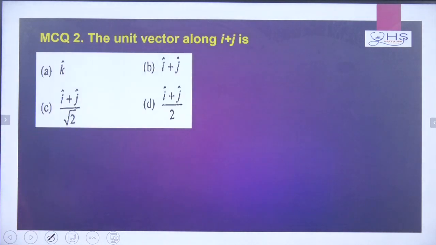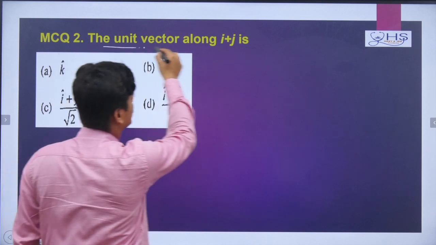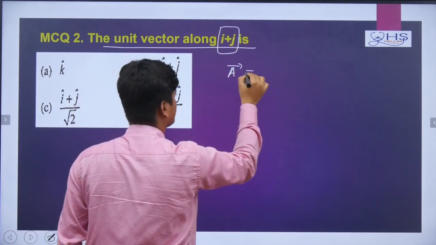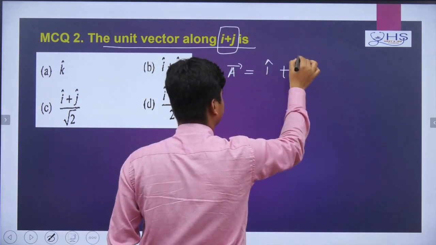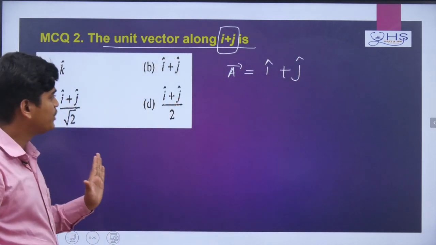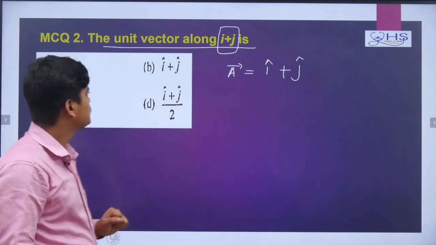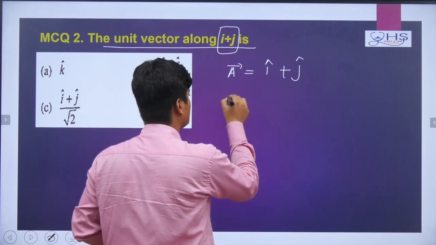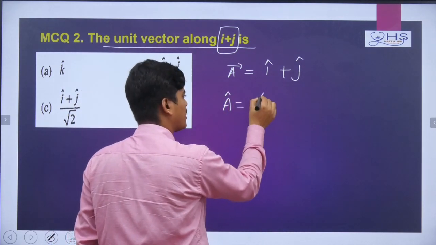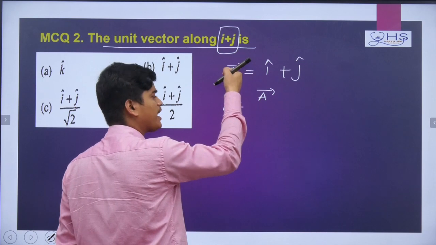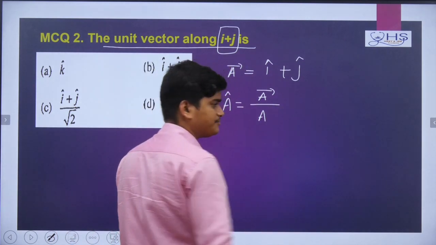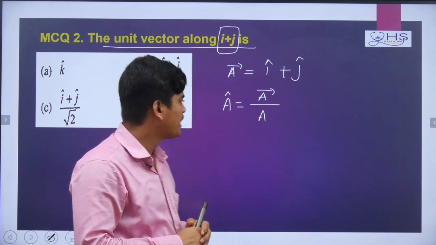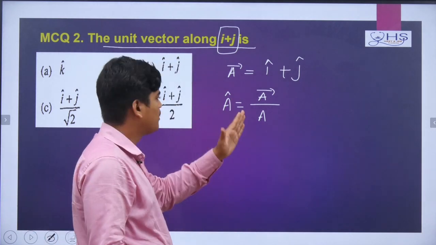Now, come to the next question. The unit vector along i plus j. Here, just write vector a as i plus j. It is not a unit vector because its magnitude will not become 1, but they are asking for the unit vector along this vector. How to find the unit vector of a vector? Just go for a cap. So, what is a cap? That is called the unit vector along vector a, which is vector a by a. Already we have completed these things in the first lecture on vectors. Try to see that.